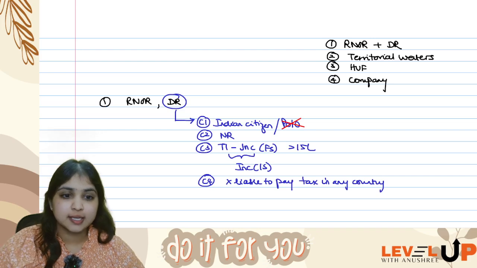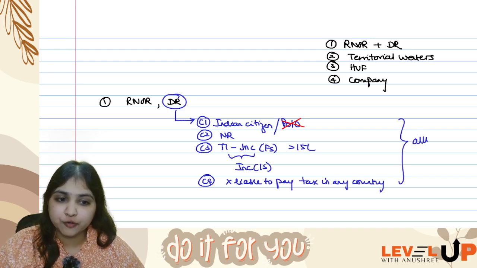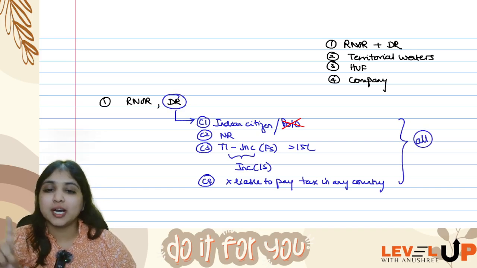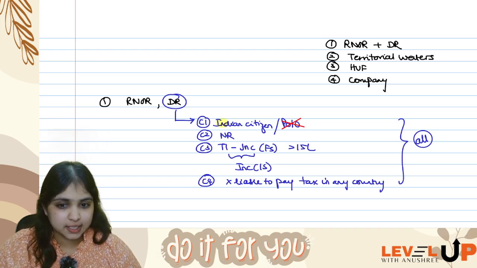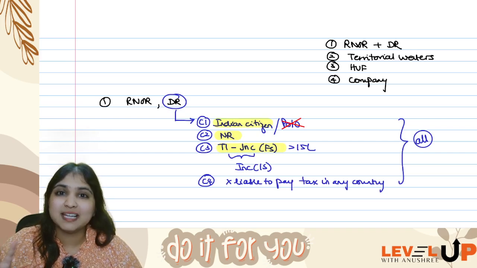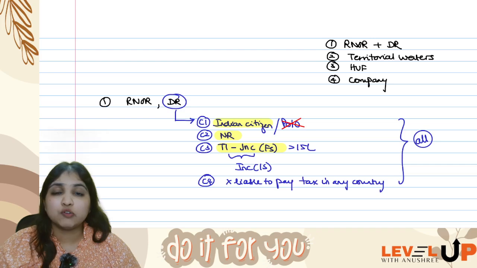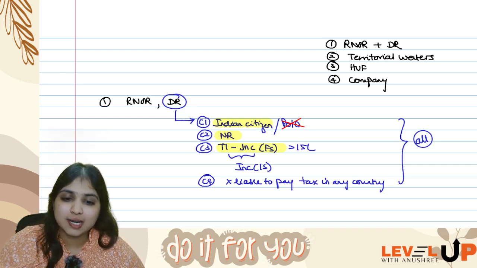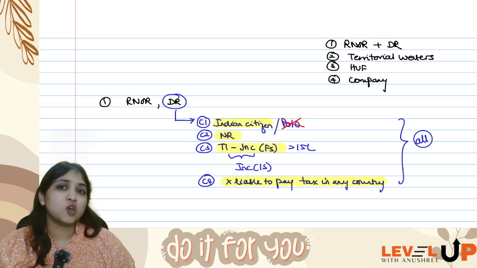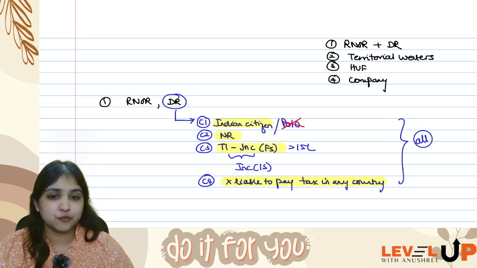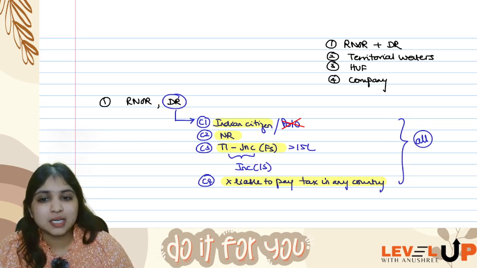There are 4 conditions. If all these 4 conditions are fulfilled, then only that assessee becomes a deemed resident. So condition number 1, he must be an Indian citizen. Condition number 2, he must be a non-resident. Condition number 3, total income less income from foreign sources, that is, income from Indian sources, should be more than 15 lakhs. And number 4, he is not liable to pay tax in any country, that is, he has no tax obligation in any country. Okay, so if all these 4 conditions are fulfilled, then that assessee becomes a deemed resident.